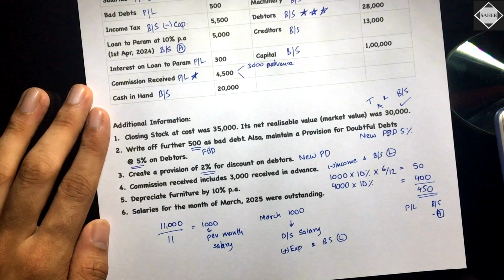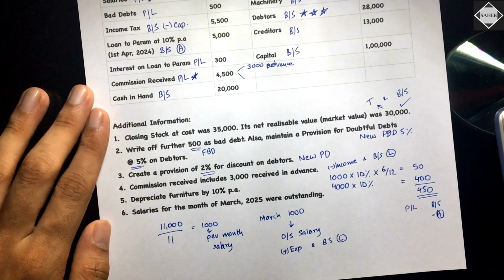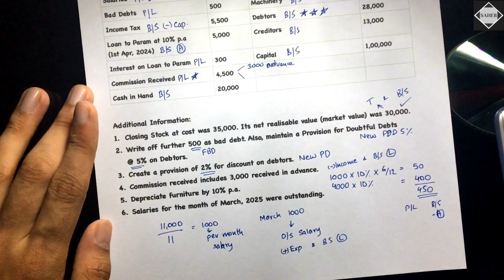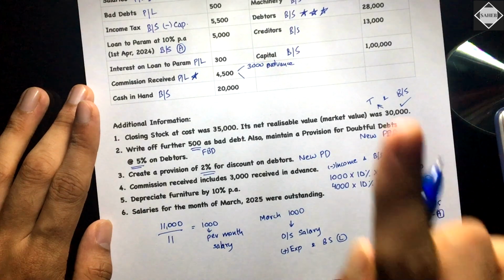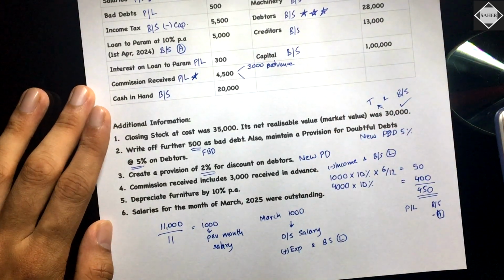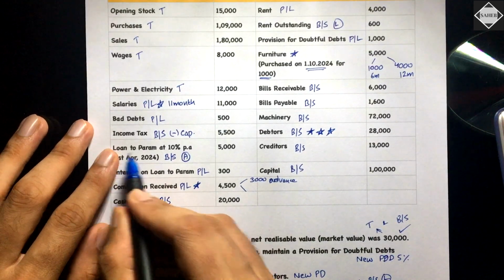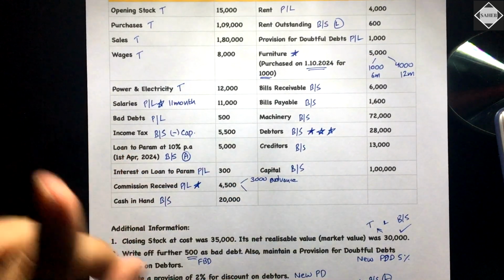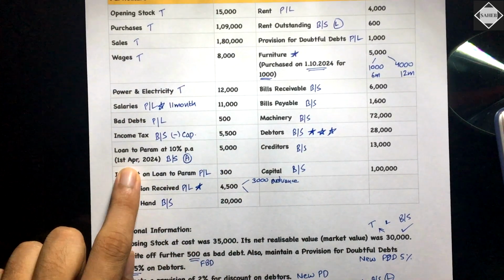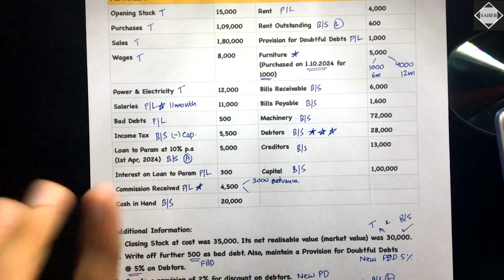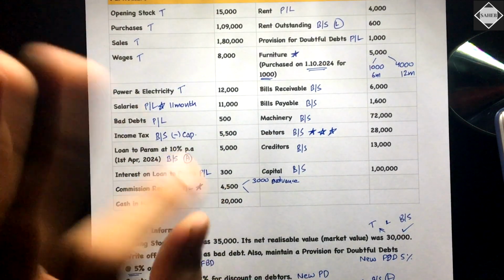Now, is everything over? Yes, we have done all the adjustments. Everything we have analyzed. But understand there is one more adjustment. What is that one more adjustment? See here. Here they are saying loan to Param at 10% per annum. Rate of interest is given, date is given. Whenever something like this is given, you have to understand there is something fishy.